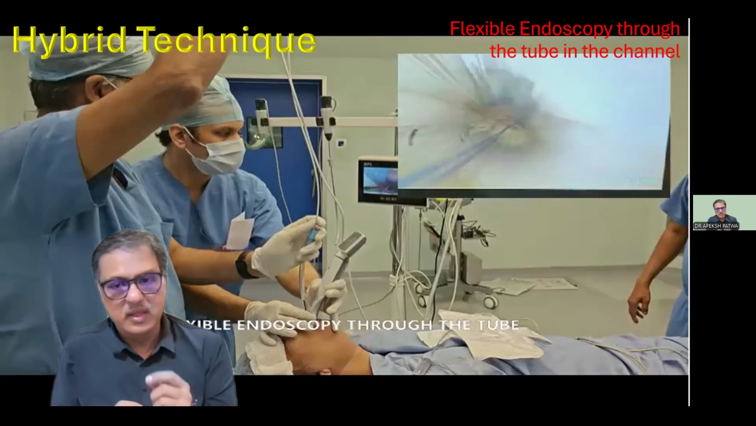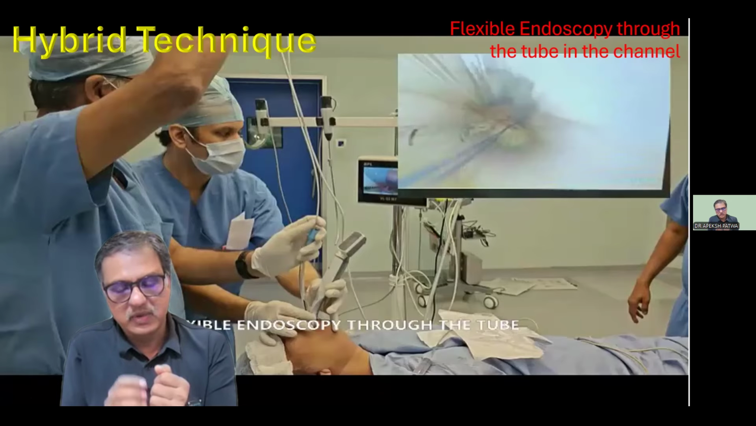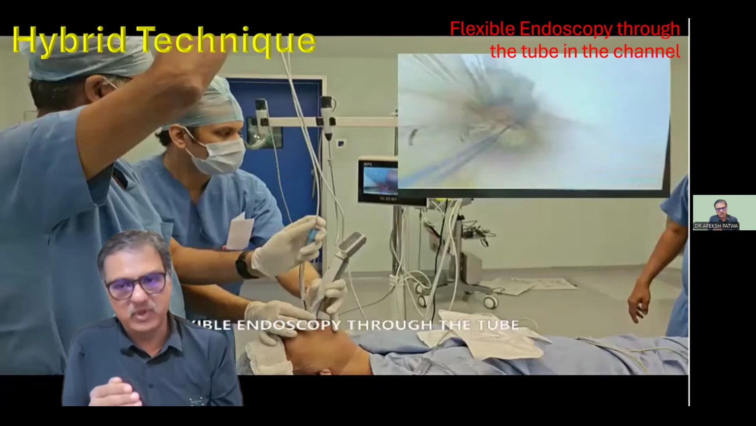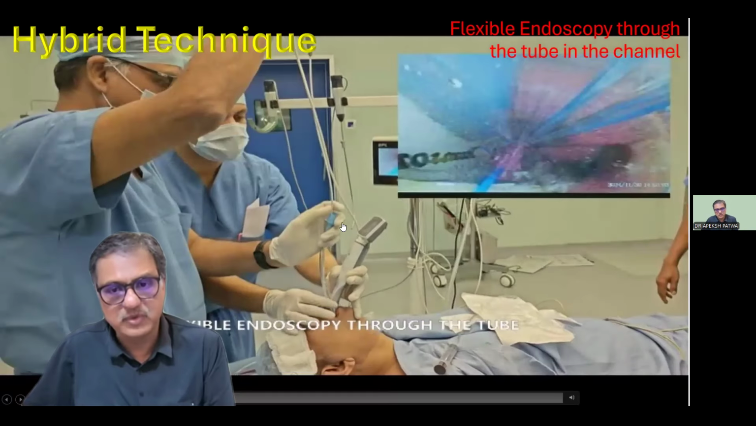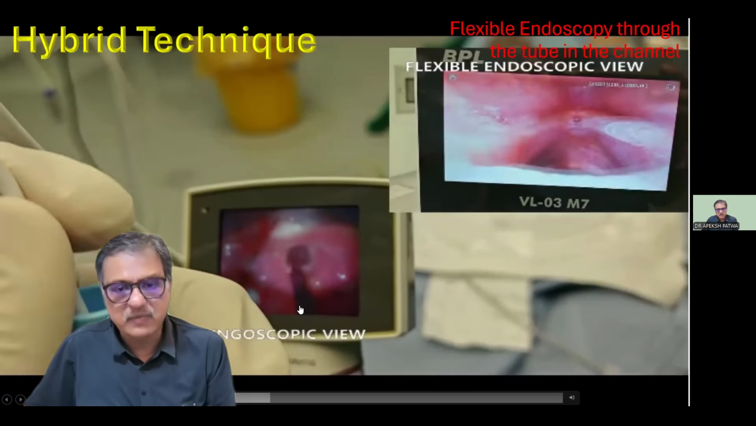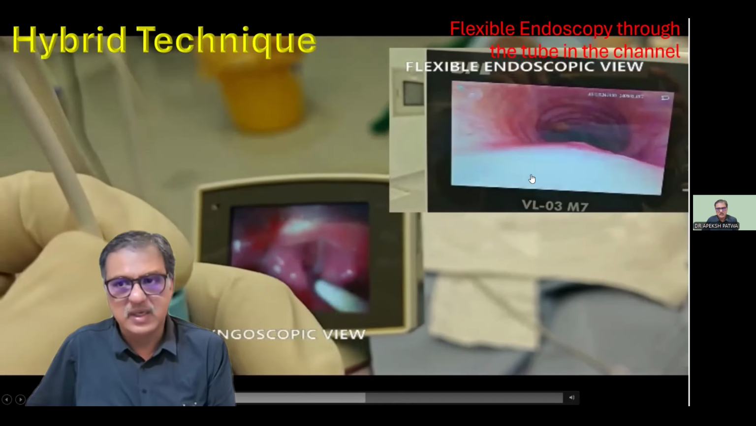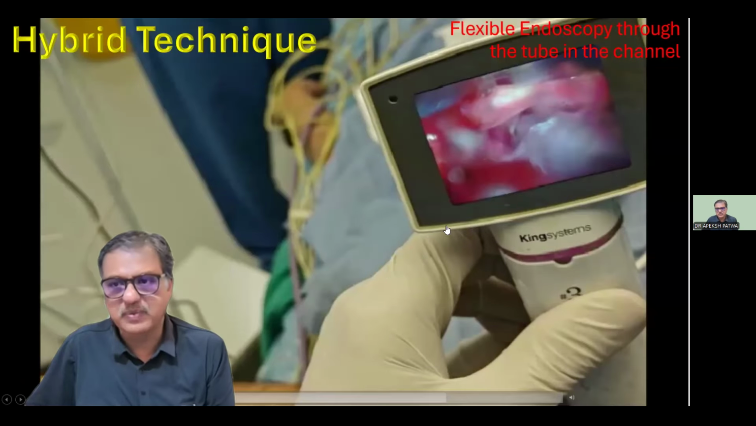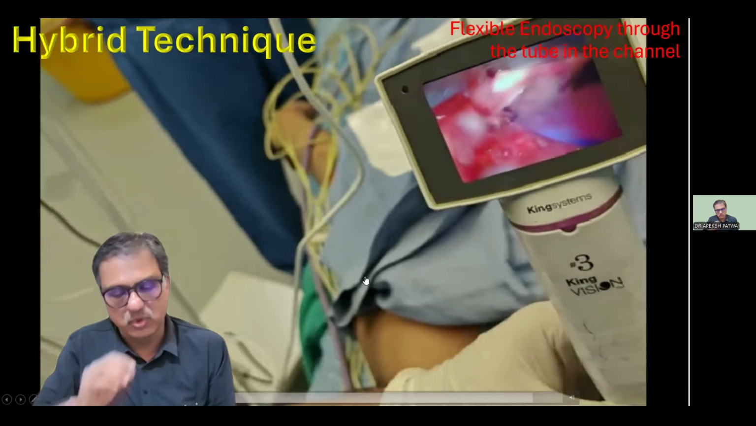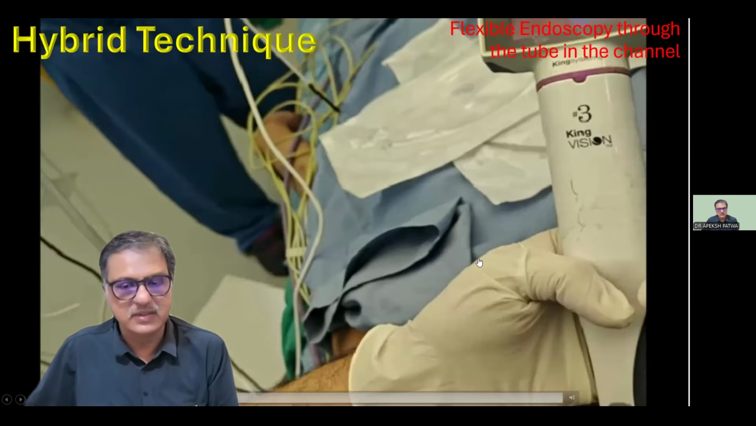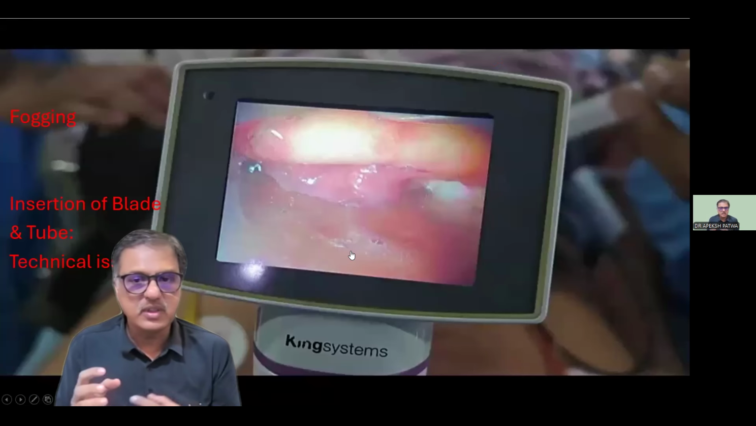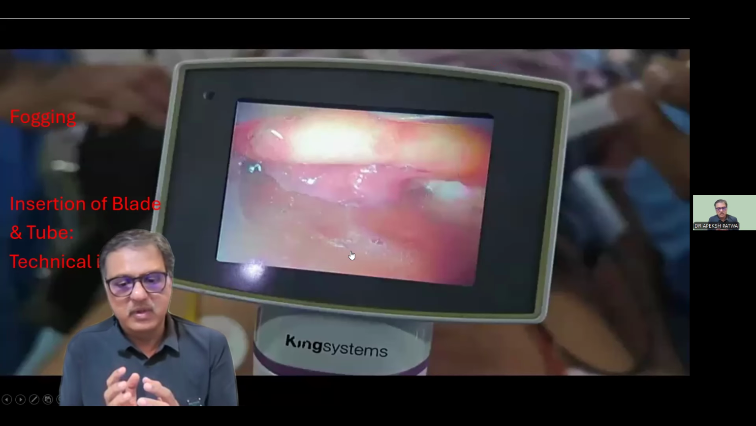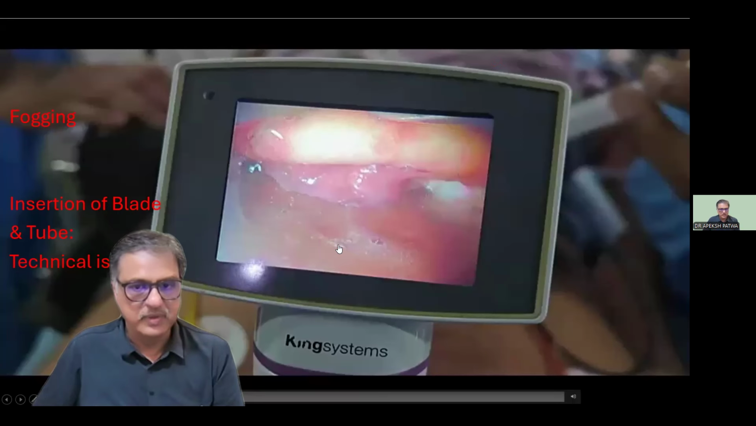What you have to do is keep the videolaryngoscope with the tube in C2 on the channel. Withdraw the tube a little bit, 1 to 2 centimeters away from the larynx, and then insert the flexible fiberoptic endoscope through the tube and get it inside the larynx. Once the flexible endoscope is inside the larynx, railroad the endotracheal tube over it into the larynx. That's called the hybrid technique. So this is how you can overcome the different impingements of the endotracheal tube with channel videolaryngoscopy.